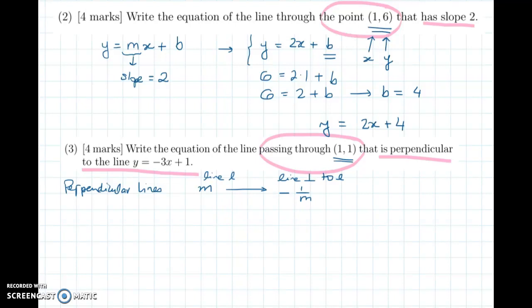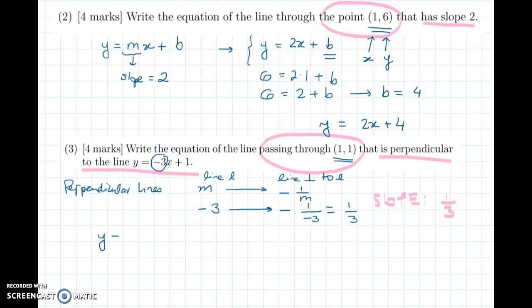In this case, the line that they give us has slope negative 3. Yeah, it's the number multiplying x over here. So the perpendicular line, the one we are looking for, has to have a slope negative 1 over negative 3. And because we have negative, that's the same as saying a third. So we do know the slope. It was hiding there, but the slope is 1/3. From now on, the question is exactly like it was question 2.